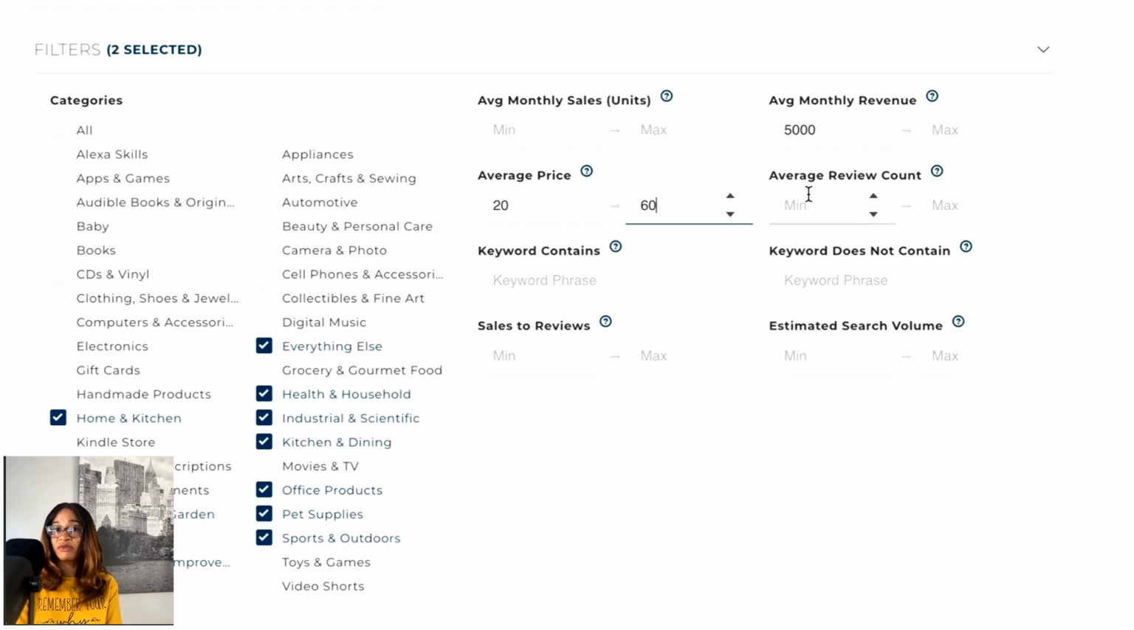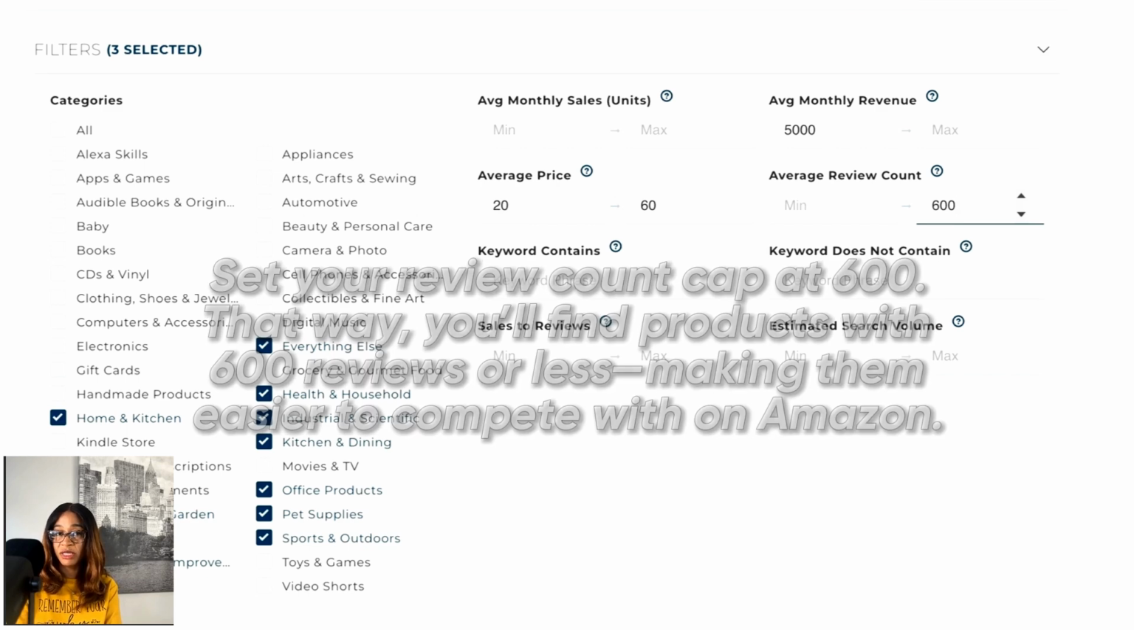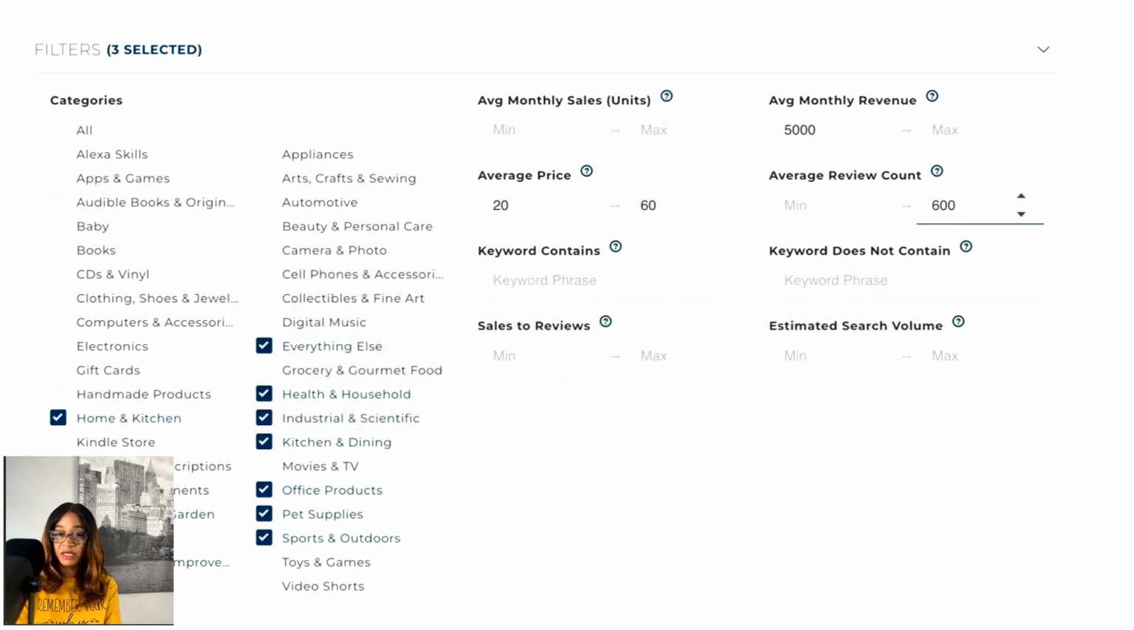They've been in the market for a very long time, and you trying to penetrate that market will be close to impossible. So you make sure your review counts are on the lower side. So you're going to put a maximum of 600. I used to say 400 in the past, but I decided to go up a little bit, because if you find a product and you put a cap on here of 600, it means that they're going to show you products that have 600 reviews or less. And that's where you want to be.